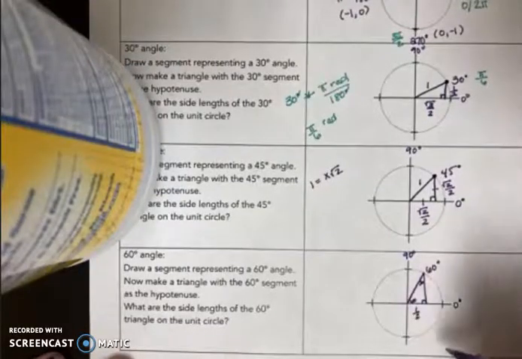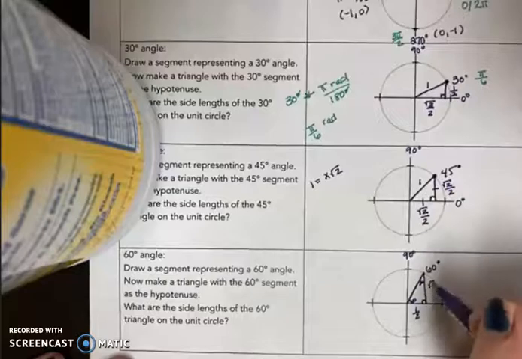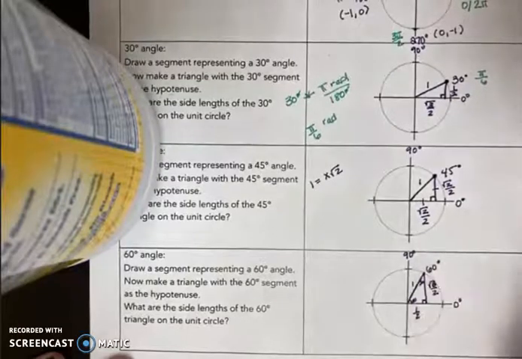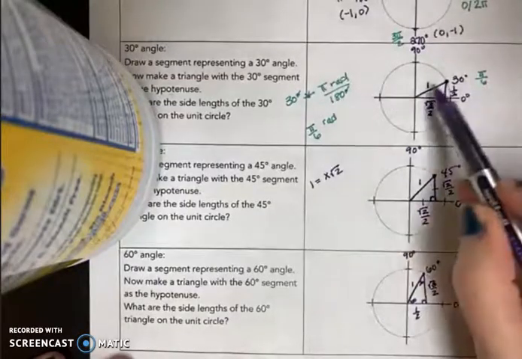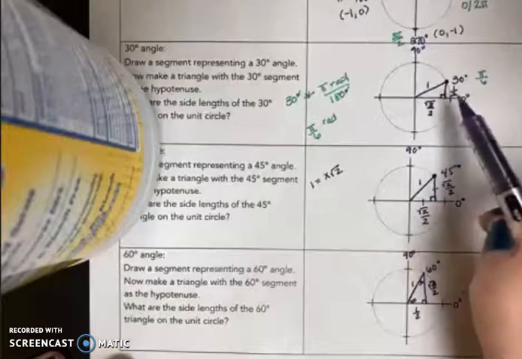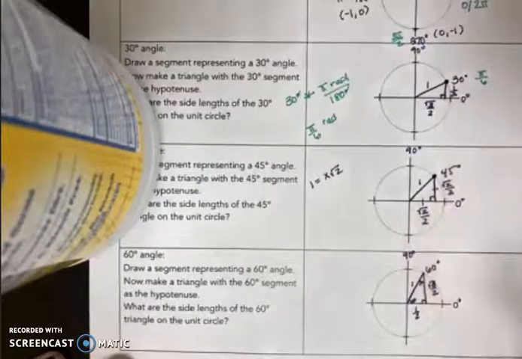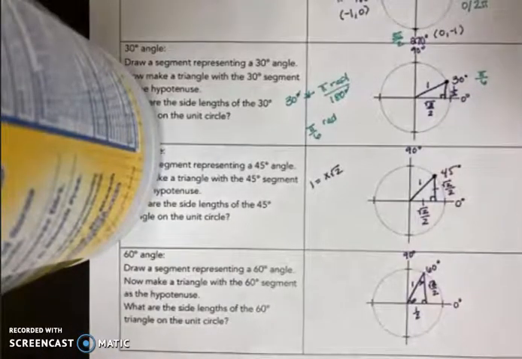That's going to be 1/2. And the longest leg is root 3 over 2. The hypotenuse is 1. It's the same measures as the 30-degree reference angle, it's just the x and the y values are opposite of one another.